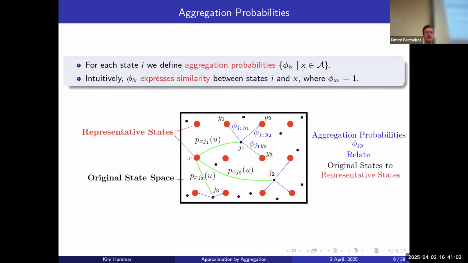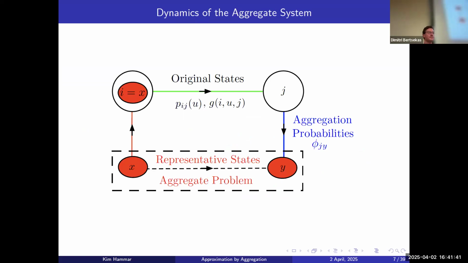And these aggregation probabilities, you can think about them as defining the aggregate dynamics. So now in our system, we have two types of transitions. We can transition between original states using the original dynamics of the problem, and that is indicated by the green arrows here. And we can also transition from a non-representative state to a representative state using the aggregation probabilities. And that is indicated by the blue arrows. So effectively, we now have a dynamical system with the following transition diagram.